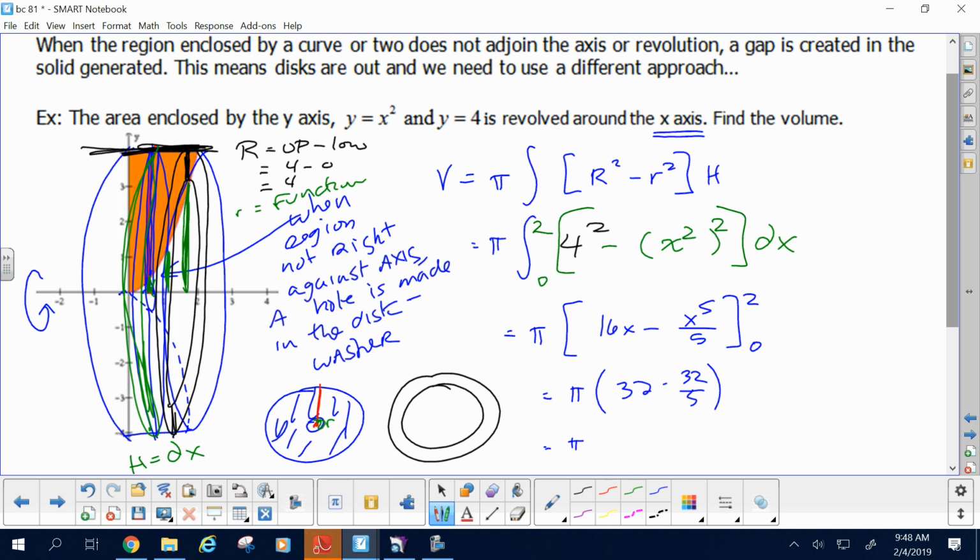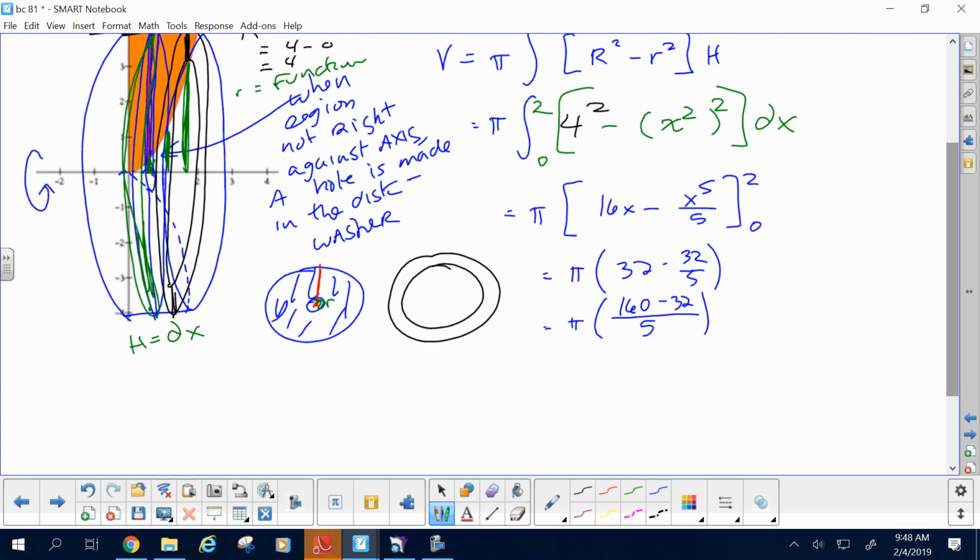Common denominator is fifths. What's 32 times 5? I guess we could just do 4 fifths. 32 minus 1 fifth of 32 is 4 fifths of 32. But either way, what's 32 times 5? 160 minus 32 is 128 pi over 5. You follow? Okay.